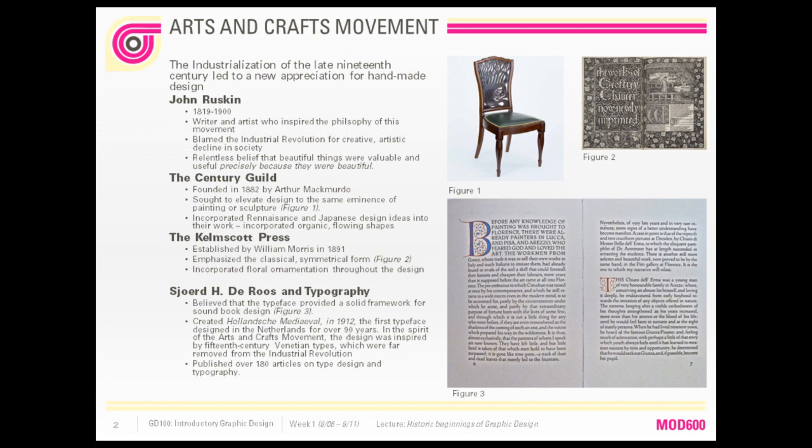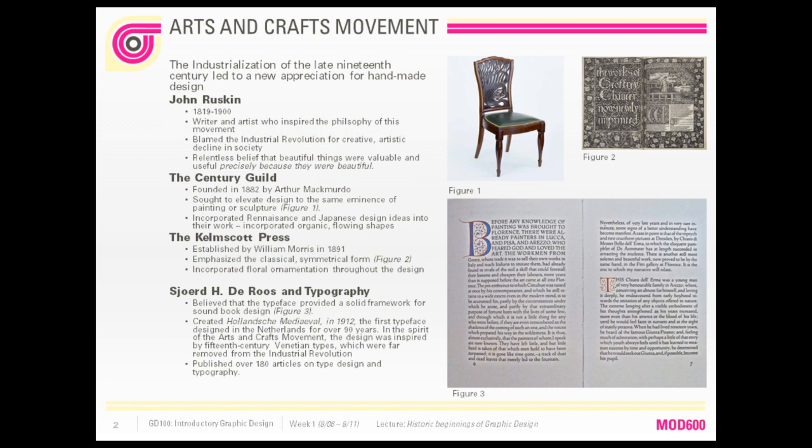The Century Guild, if you look at Figure 1, they basically wanted design to have the same eminence as art. So if you look at that beautiful chair, it's almost sculptural in its form. Look at the elegant, natural form and the embellishment in the back piece of that chair. You can't get chairs like that at Best Buy. So it's beautiful.